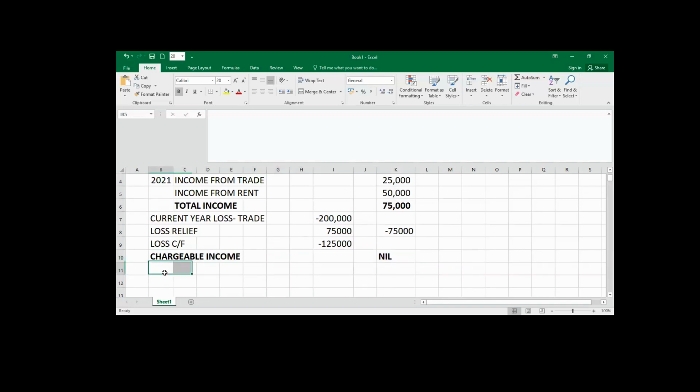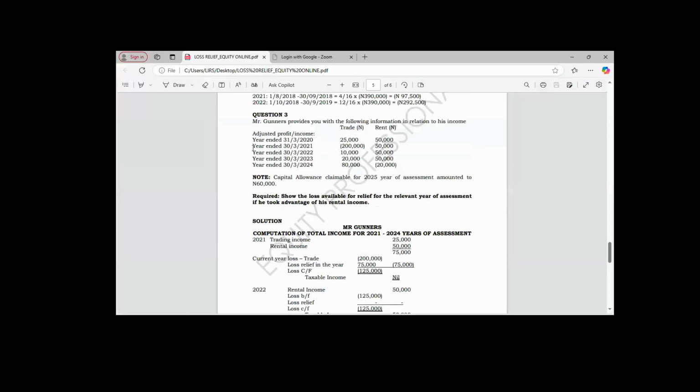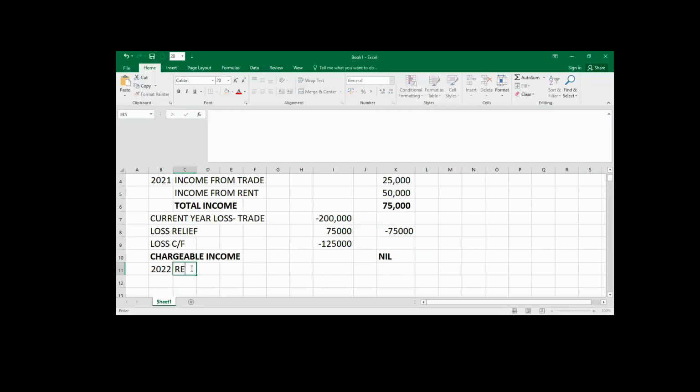After 2021, we have the next year, which is 2022. In 2022 year of assessment, what happened? Let's go to our question again. What happened in 2022? Year ended 30/3/2021, there is a loss that we have considered. We only have income from rent left now. So you now bring income from rent, how much? 50,000.